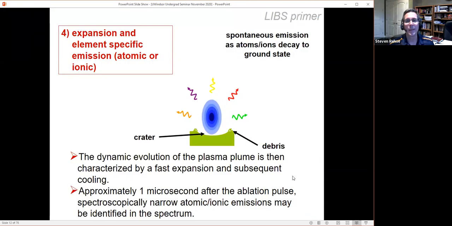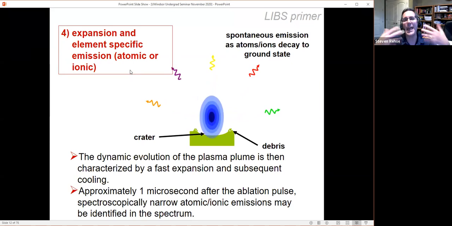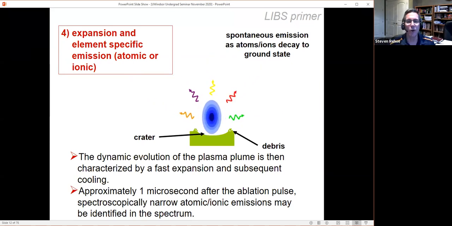So the fourth step then is, because all of that continuum emission doesn't tell us what's in the target, we have to wait. Step 4 is expansion and element specific emission that comes at some delay time after the plasma is formed. The dynamic evolution of the plasma plume is characterized by a very fast expansion. So you can see this plasma growing, and it cools. Once it cools to about 10,000 Kelvin in about a microsecond, if we wait that long, it's cool enough where now we're not seeing those other broadband sources of emission. We're actually seeing spontaneous emission as the atoms and ions in that plasma decay to the ground state.